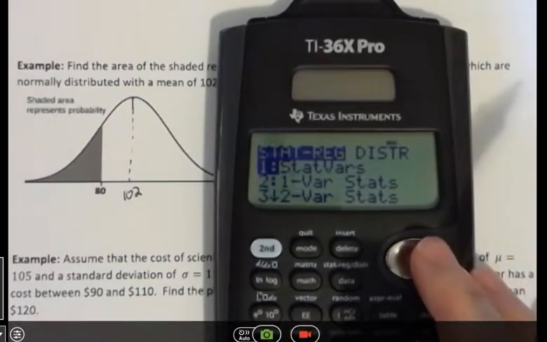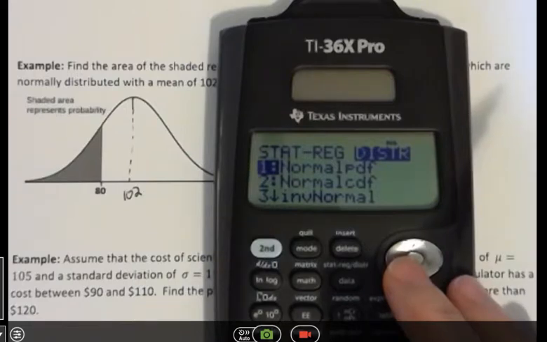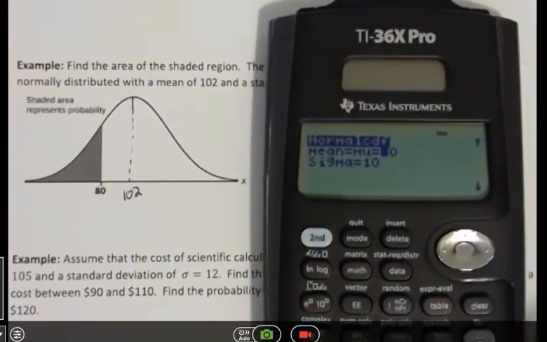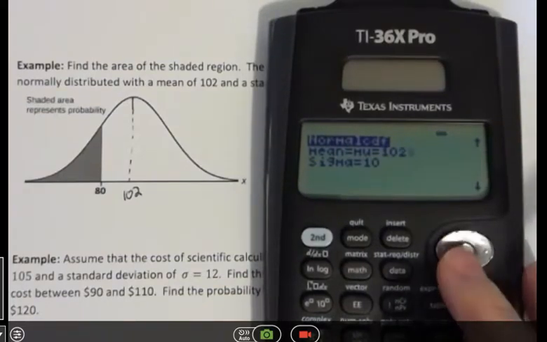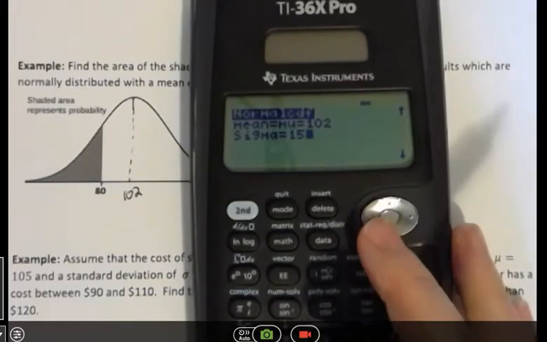Second function data, I can go over to distribution. Notice I didn't clear out my values. So look what happens when I go to normal CDF now. It tells me I have a mean of 50 and a sigma of 10. So you have to be really careful that you don't leave those in. My mean is actually 102. I could clear it or I could just type over it, and my standard deviation is 15.